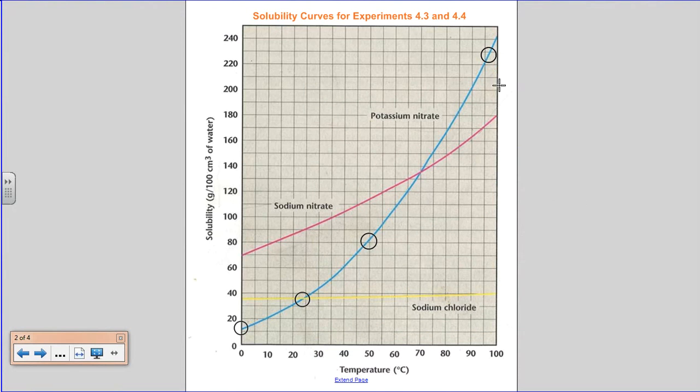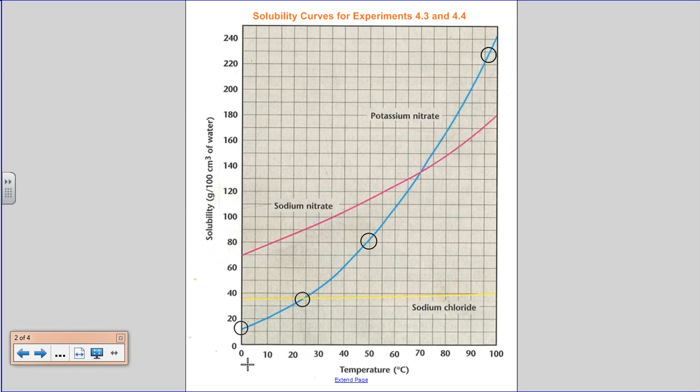So on this graph, you can see that the blue line has the steepest slope, and that is indeed the substance we used for experiment 4.4, potassium nitrate. Because of this very reason, its solubility changes drastically as temperature rises. Once again, temperature is on the horizontal axis, and solubility in grams per 100 cubic centimeters is on the vertical axis.